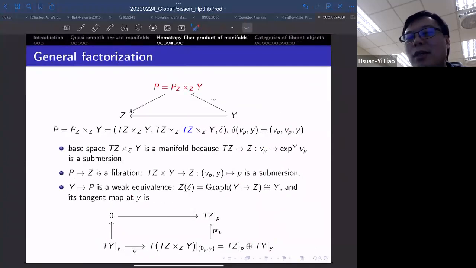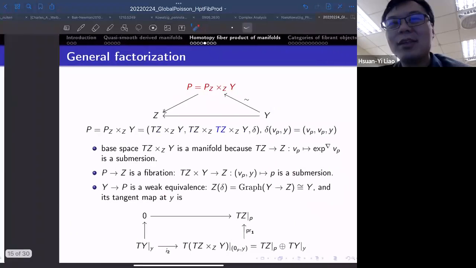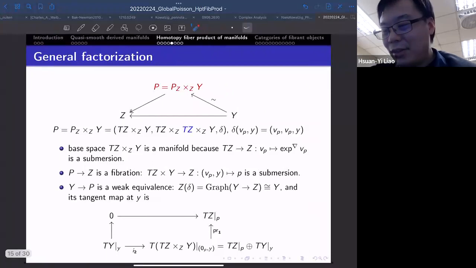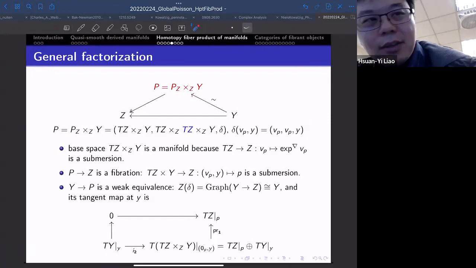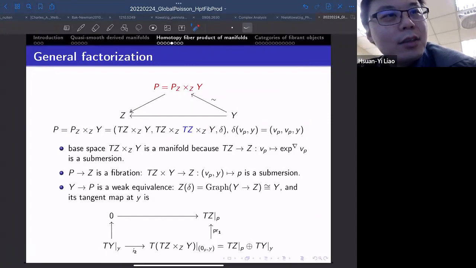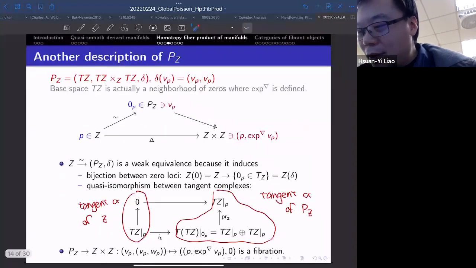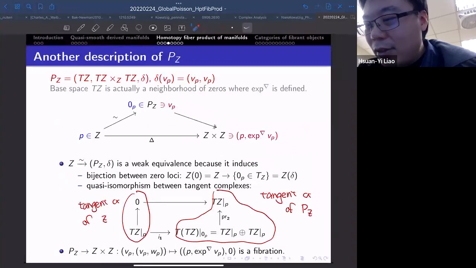Yeah, by submersion, I just mean the tangent map is onto. Yeah, it is local. I don't need a complete list. I just take a neighborhood. It is local things.